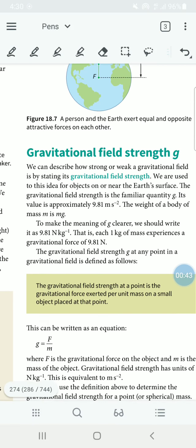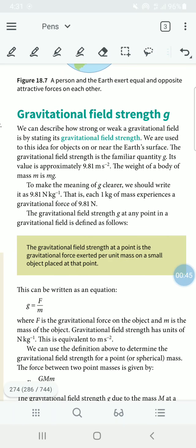So now we need to understand what gravitational field strength, or simple g, is. The gravitational field strength at a point is the gravitational force exerted per unit mass on a small object placed at that point. So that means a force is there, and this force is applying on a unit mass. So that means newtons per kilogram.